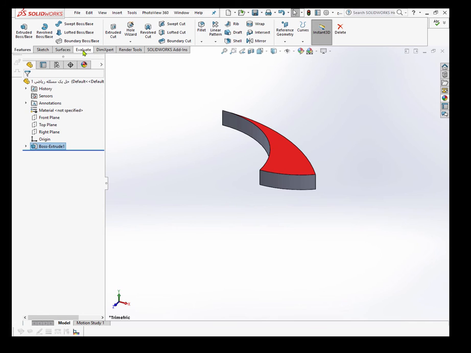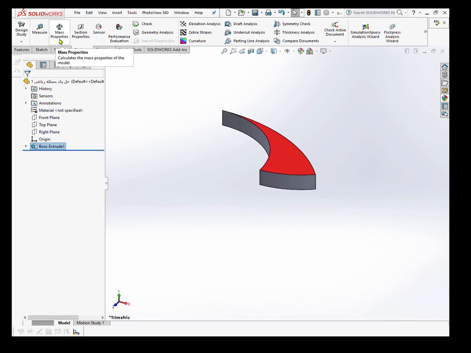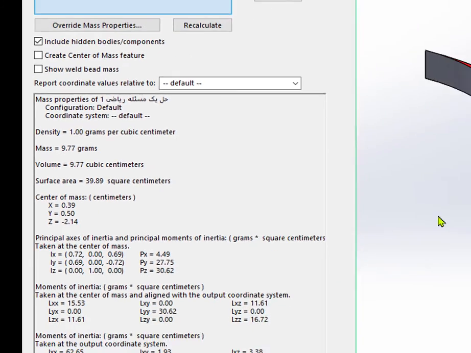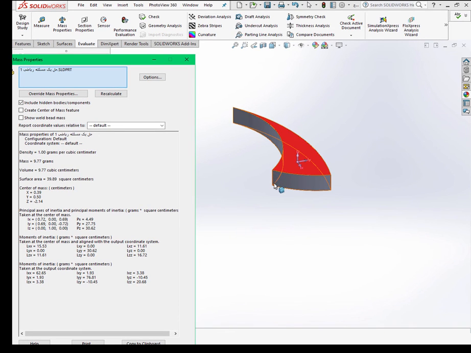Go to Evaluate and Mass Properties. As you see over here, it shows the volume of this shape is 9.77 cubic centimeters. Because the height of this shape is 1 centimeter, then we must say the red area must be equal to the volume of this shape.